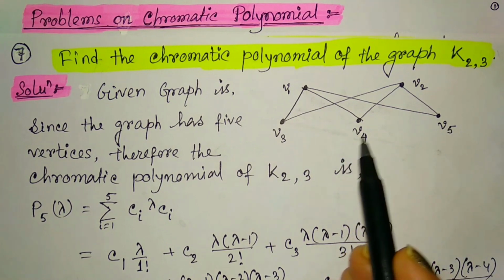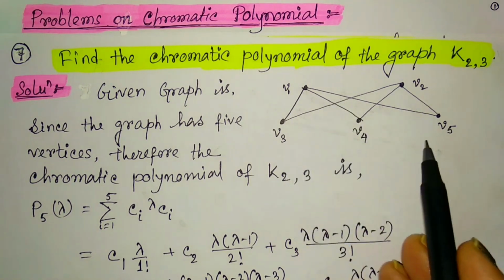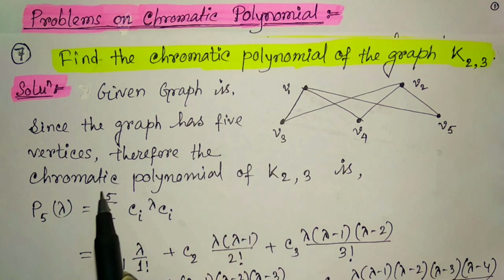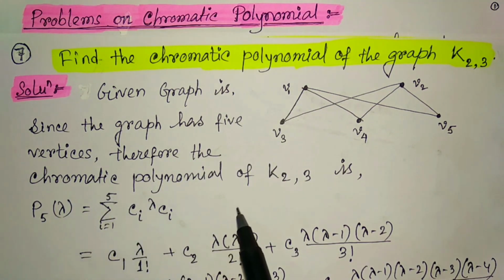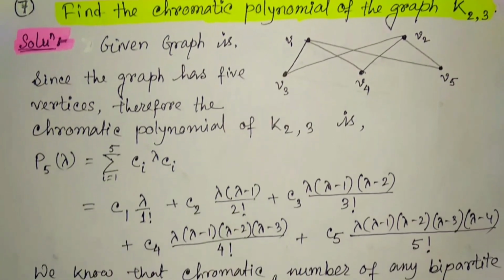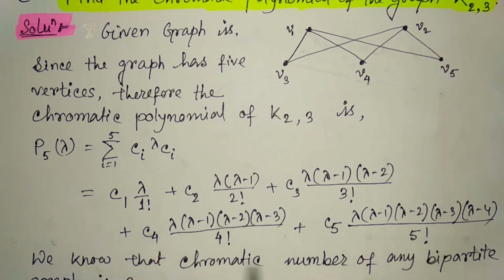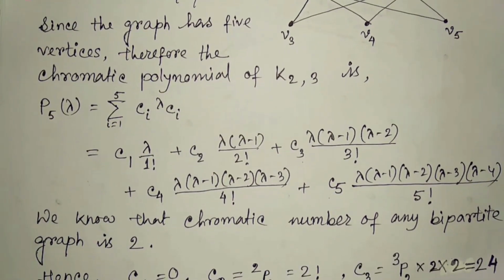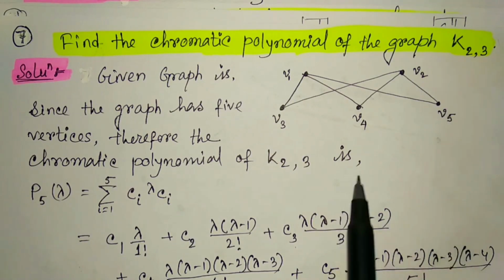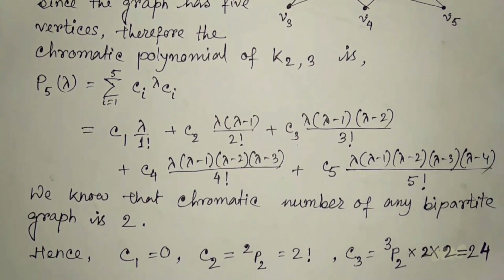This one is a bipartite graph with 2 vertices on one side and 3 vertices on the other side. So this is the given graph. Since the graph has 5 vertices, the chromatic polynomial of the given graph is this one, which we found in the first lecture on the chromatic polynomial. If we expand this, we get its polynomial as this. Here we are supposed to find the values C1, C2, C3, C4 and C5. We know that the chromatic number of any bipartite graph is 2. This is a bipartite graph, so the chromatic number is 2.